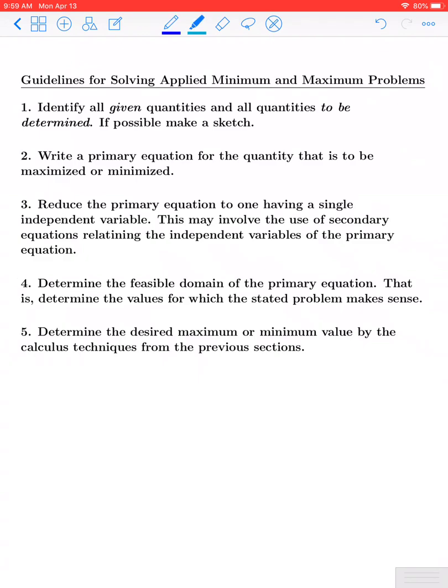The next thing we should do, and we didn't do this on the last problem, although we should have, was to determine the feasible domain of the primary equation. That is, determine the values for which the stated problem makes sense. If you go back to that last problem, for example, we know that x would have to be greater than 0. So when we're looking at that function V of x, realistically, x has to be greater than 0 because it's a physical length. If x is not greater than 0, then you don't even have a box in the first place.